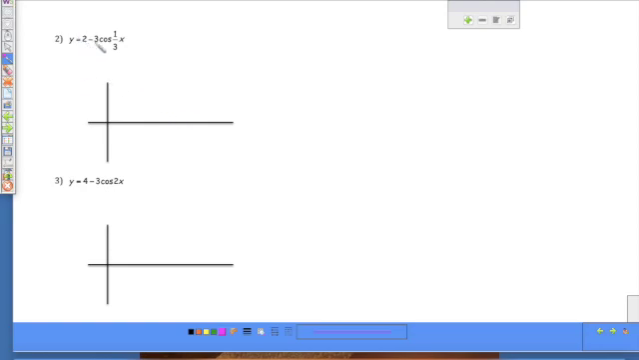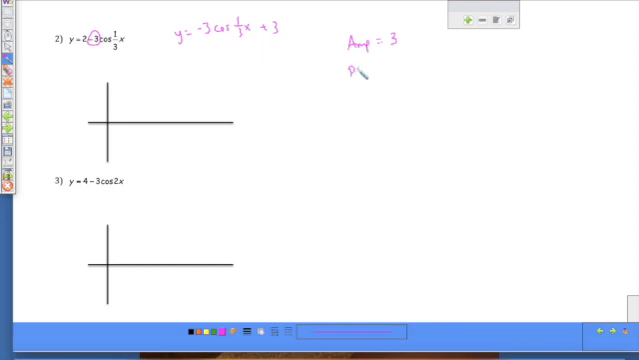Next one, 2 minus 3 cosine 1/3 x. All right, so now that's our amplitude. Here our d value again is in the front, but I could also write this like this, and it would be the exact same equation. Okay? So our amplitude is still positive 3.